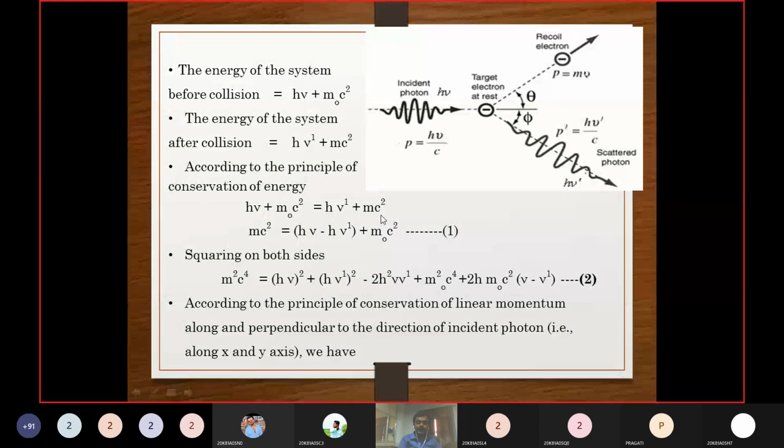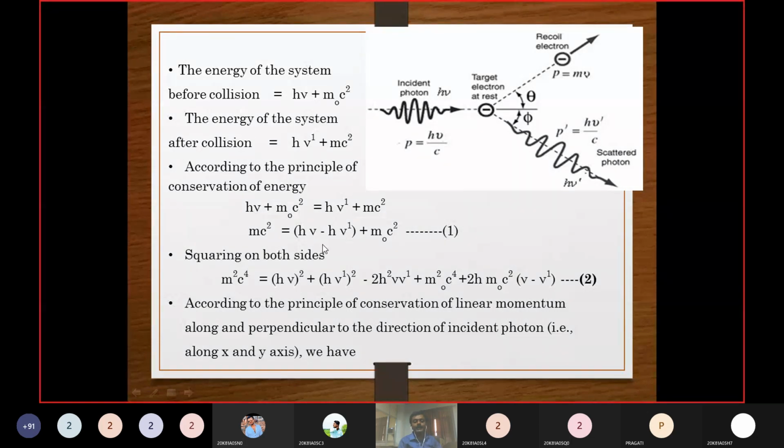From this, mc square equals h nu minus h nu dash plus m naught c square. Let this be equation number 1, and square both sides. This becomes m square c power 4 equals (a minus b plus c) whole square, that is a square plus b square plus c square minus 2ab plus 2bc plus 2ca. Here 2h m naught c square is common in the remaining two terms, so it becomes nu minus nu dash.